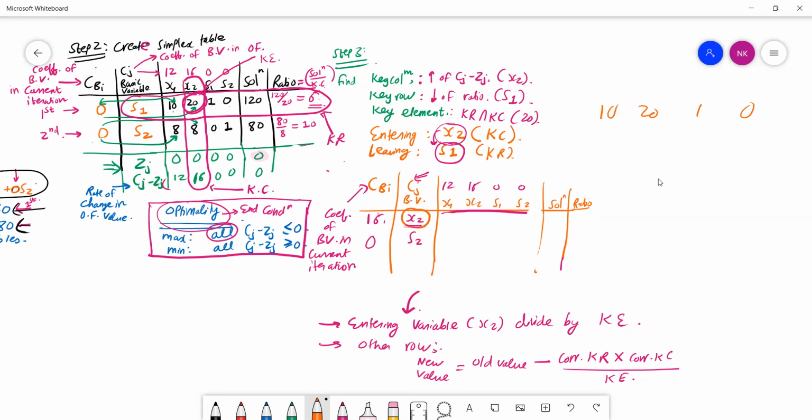For this particular row, we need to divide by 20, the key element. The key element is 20, so divide all the values by 20. So 10 by 20 is 1 by 2. 20 by 20 is 1. 1 by 20 remains the same. And 0 by 20 is 0. So this is what we have found for the entering variable.